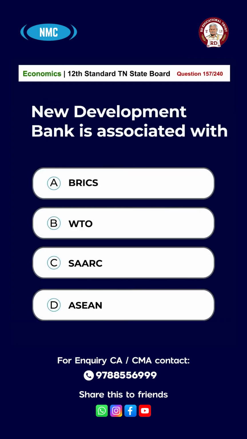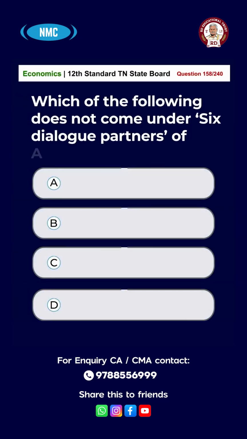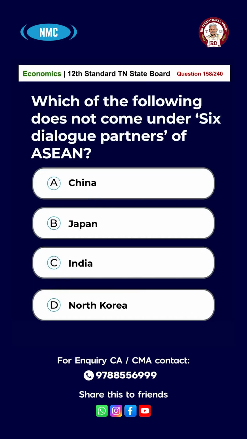Question number 157. New Development Bank is associated with A. BRICS, B. WTO, C. SAARC, D. ASEAN. The answer is option A. BRICS.